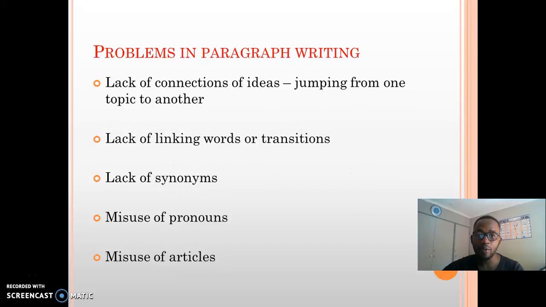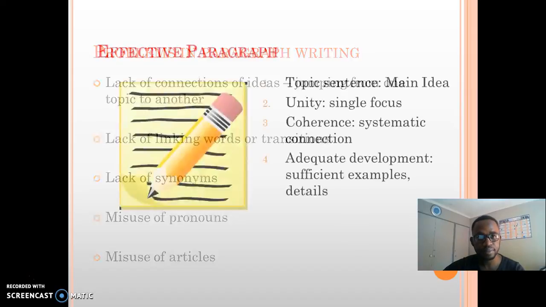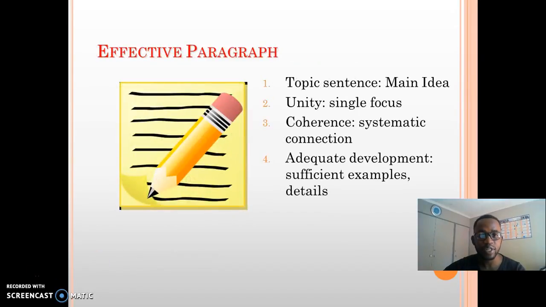The most common problems we face in paragraph writing are the lack of connection of ideas, jumping from one topic to another, lack of linking words or transitions, lack of synonyms, misuse of pronouns, and misuse of articles. So today we'll be talking about effective paragraphing.